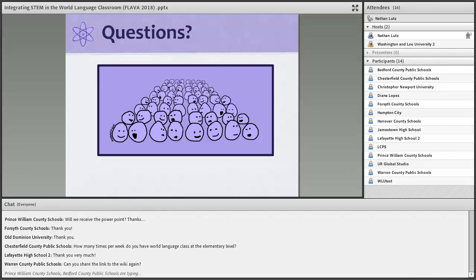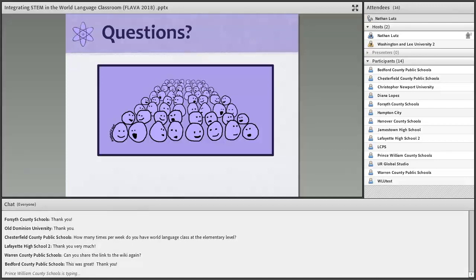How many times per week do I have the world language classes? So pre-kindergarten is twice a week, and then everyone else is 3 times a week except fifth grade, and they are 4 times a week.